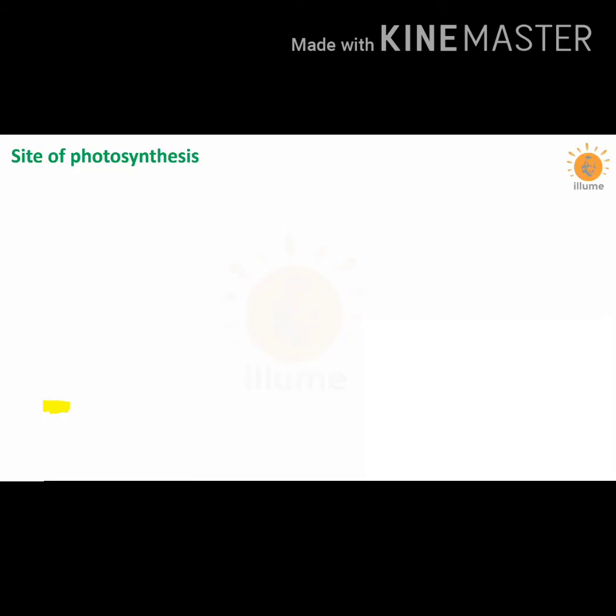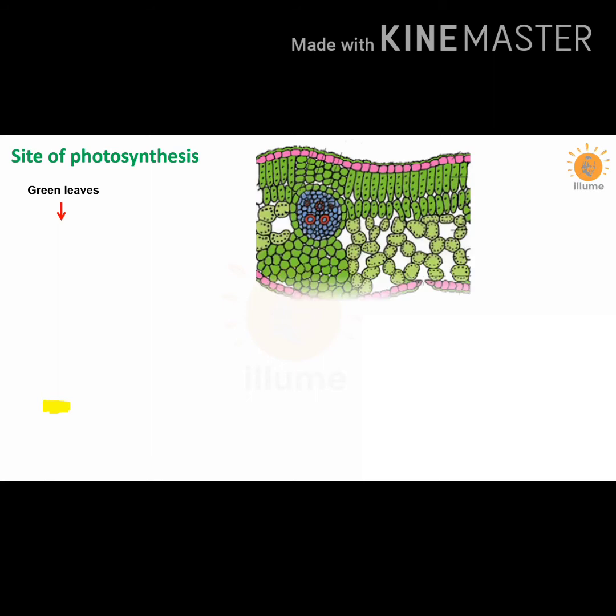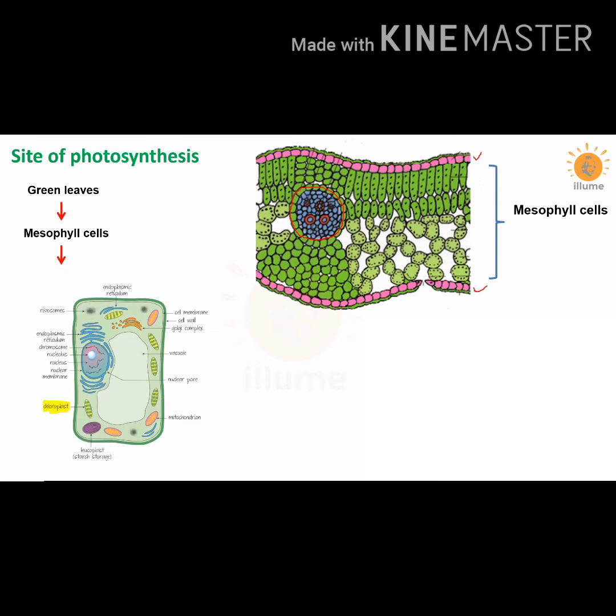Where are these pigment molecules located, or where is the site of photosynthesis? Both of them have the same answer. We know that photosynthesis mainly occurs in green leaves. When we take the cross section there, we can see special tissue called mesophyll cells in between the upper epidermis and lower epidermis. Inside the mesophyll cells, we can see an organelle called chloroplast. We have studied the structure of chloroplast in the previous years.